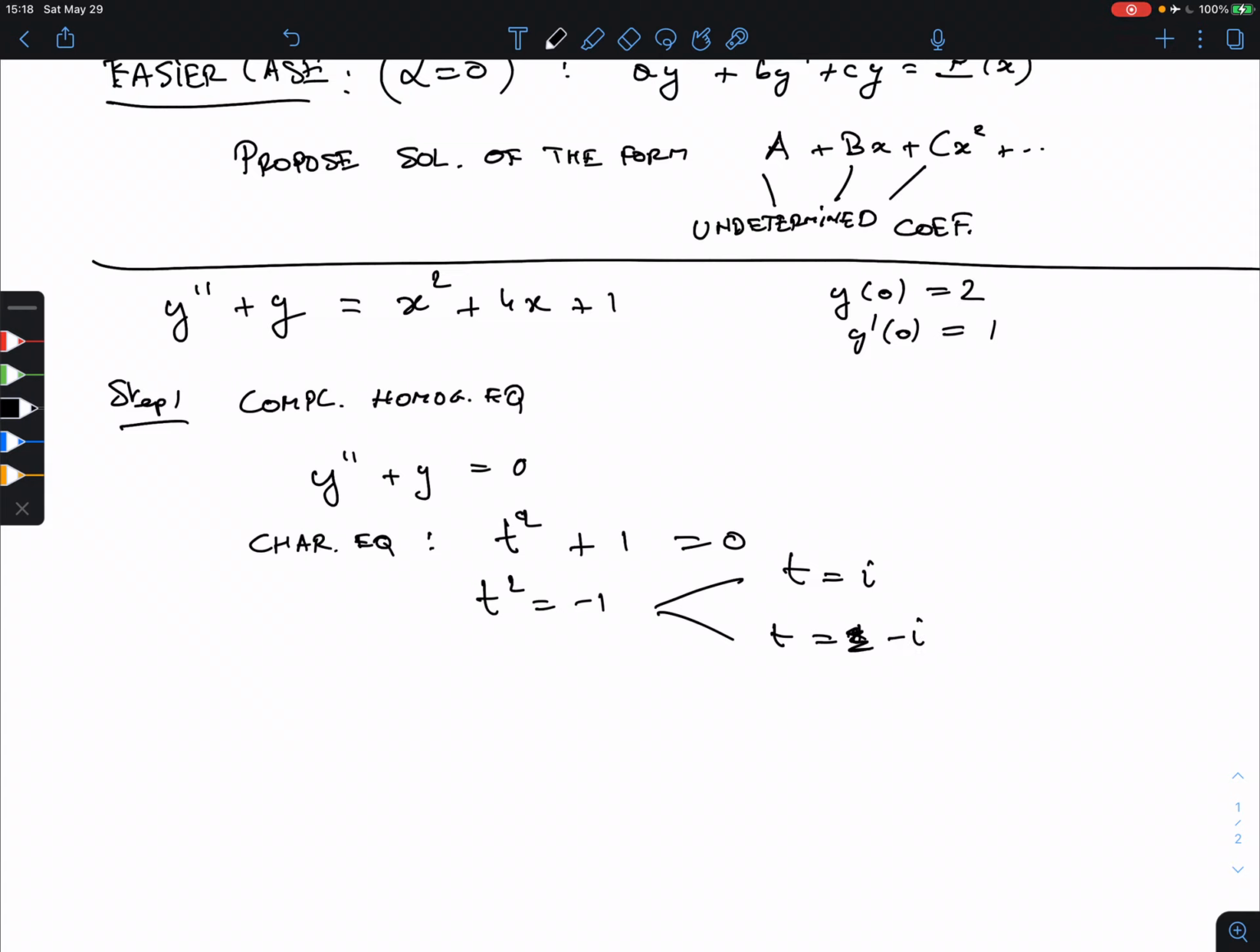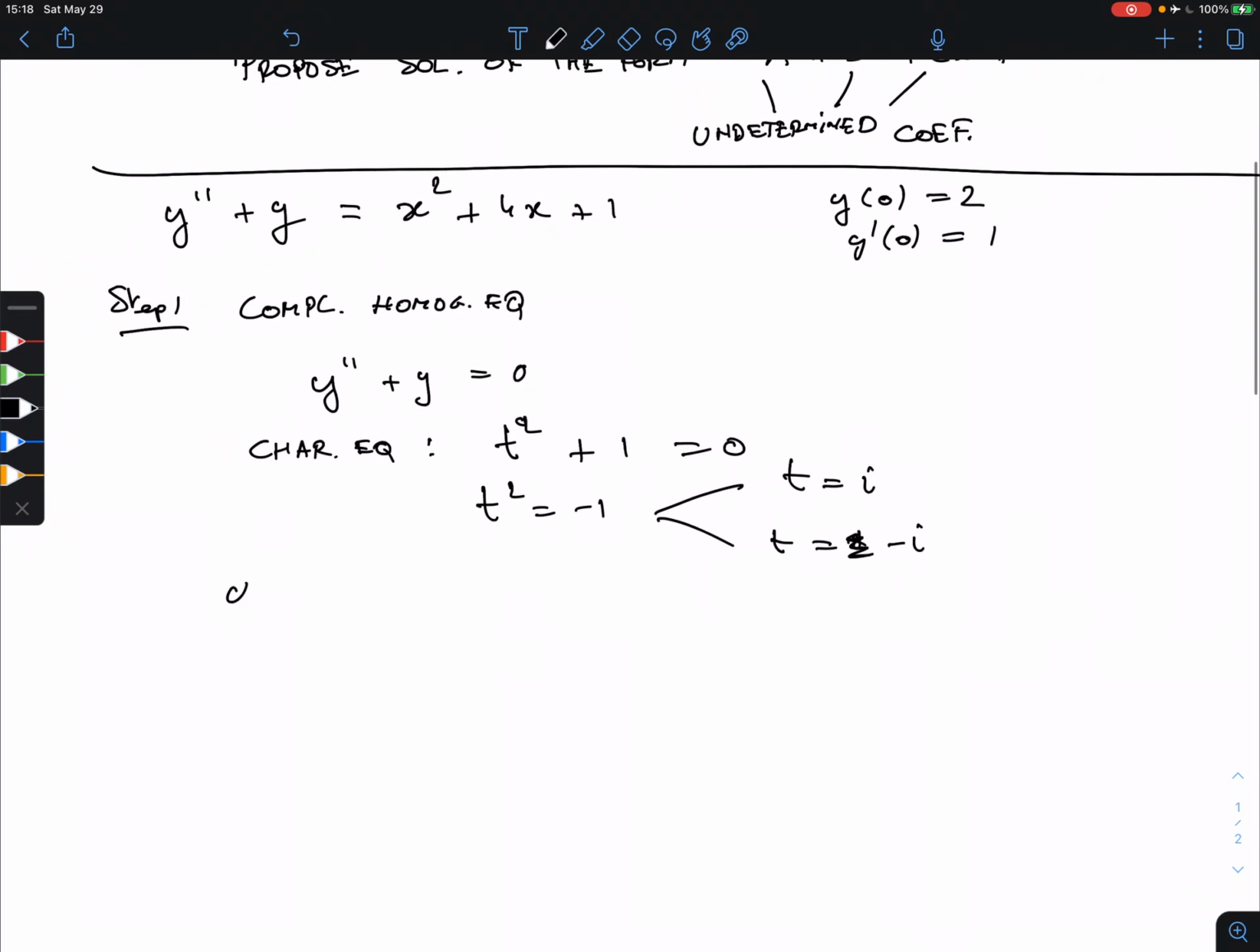Minus i. So what does the homogeneous solution look like? The general homogeneous solution. Let's think about it. In general we wrote the solutions as lambda plus or minus omega i. If these were the two conjugate roots, where lambda is called the real part and omega the imaginary part, then we know that the solutions would be e^(lambda x) cosine omega x and e^(lambda x) sine omega x.